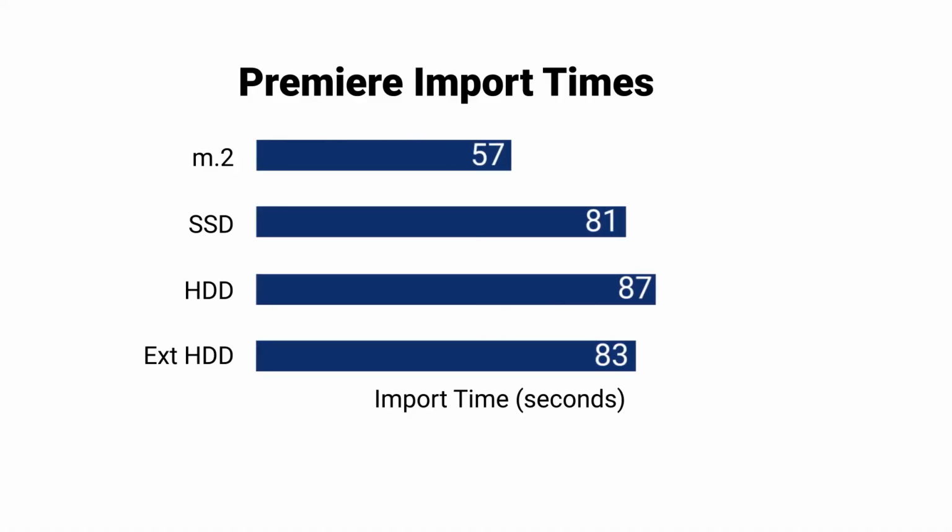Now to our import test. This was done by importing about 5 GB of files. The files were a mixture of 1080p and 4K H.264 files, as well as audio files. Here you can see that having a dedicated SSD makes a huge difference. Having the cache on our boot drive or an HDD didn't really make a difference, but once we put the cache on a dedicated SSD, we got an over 30% improvement in import times.